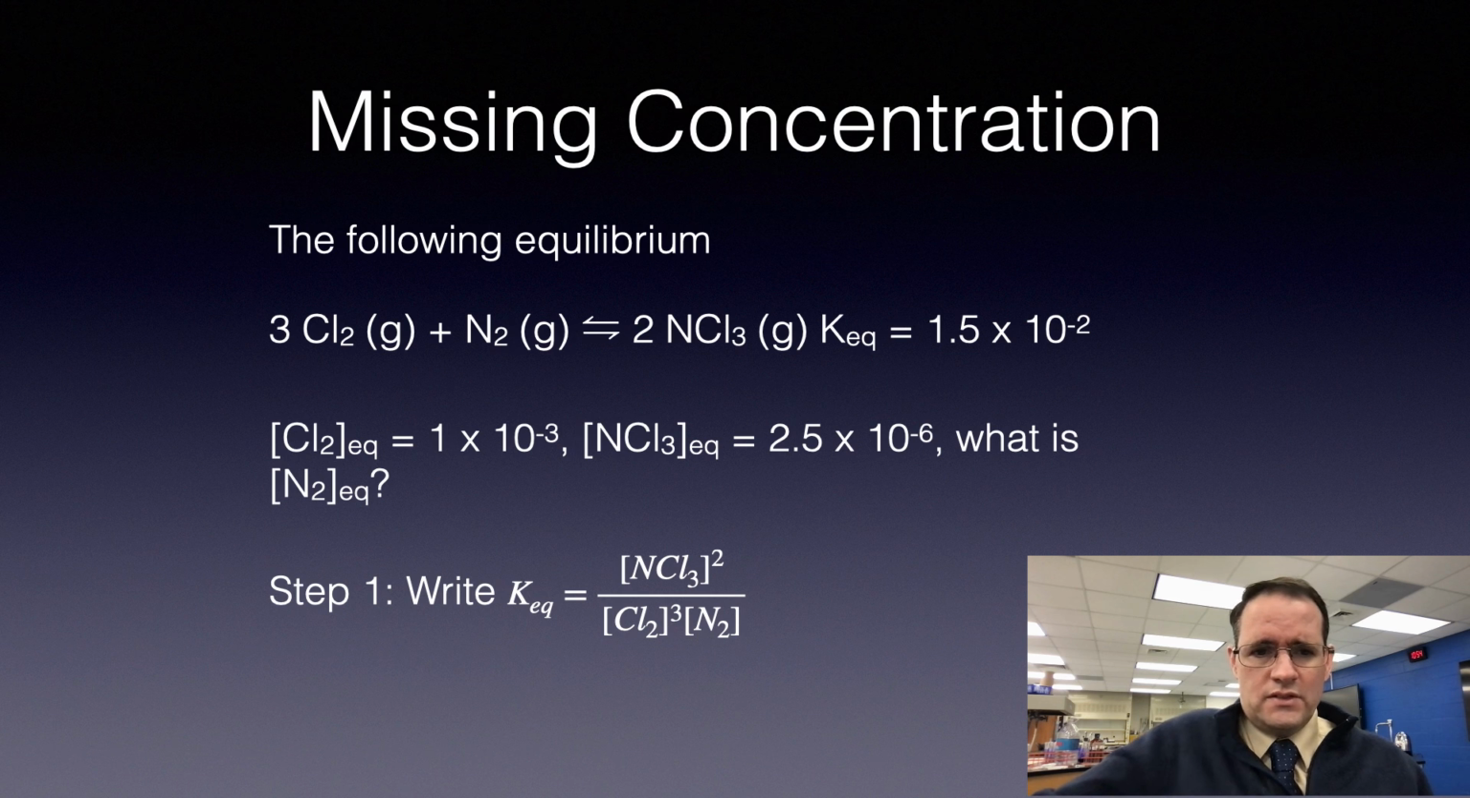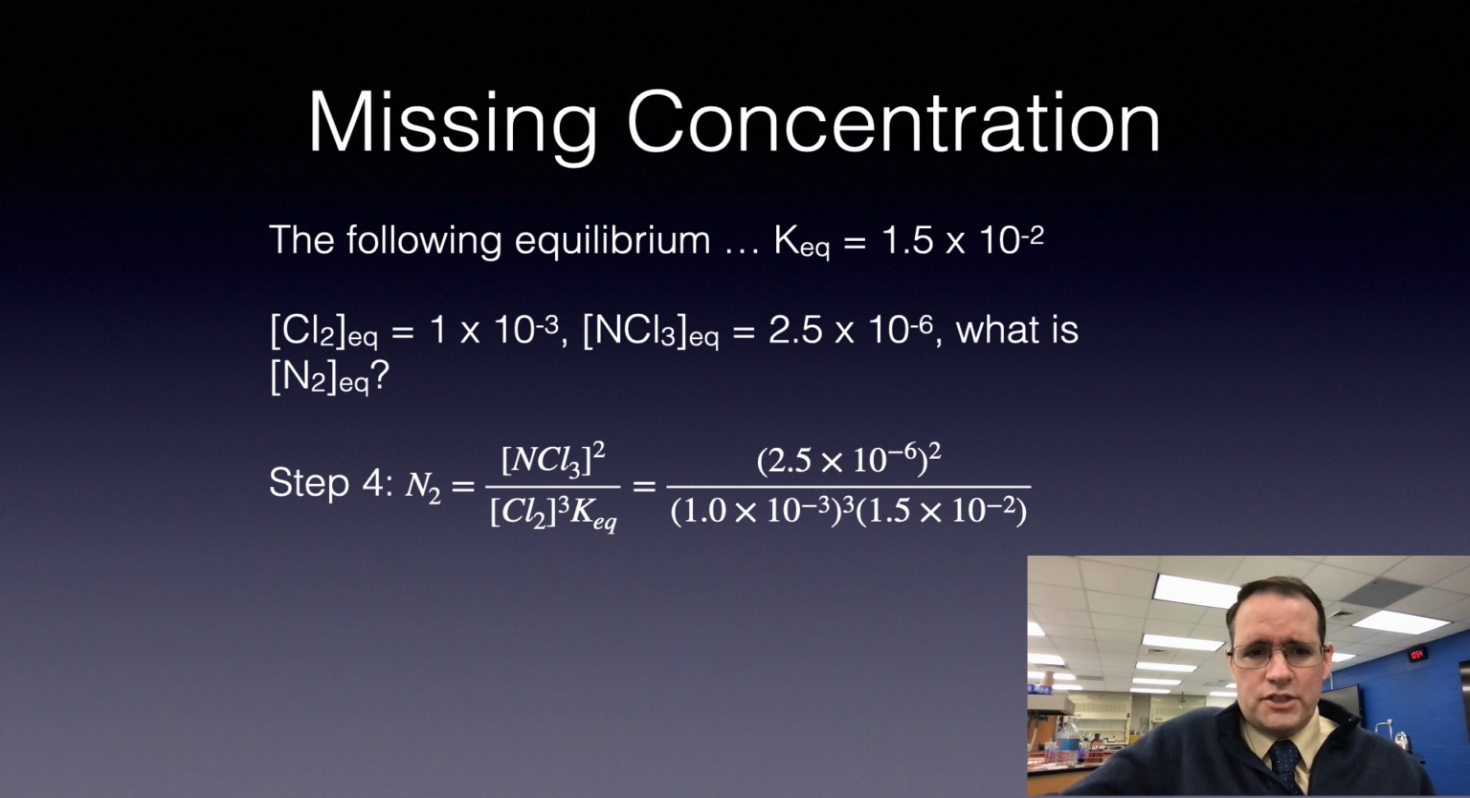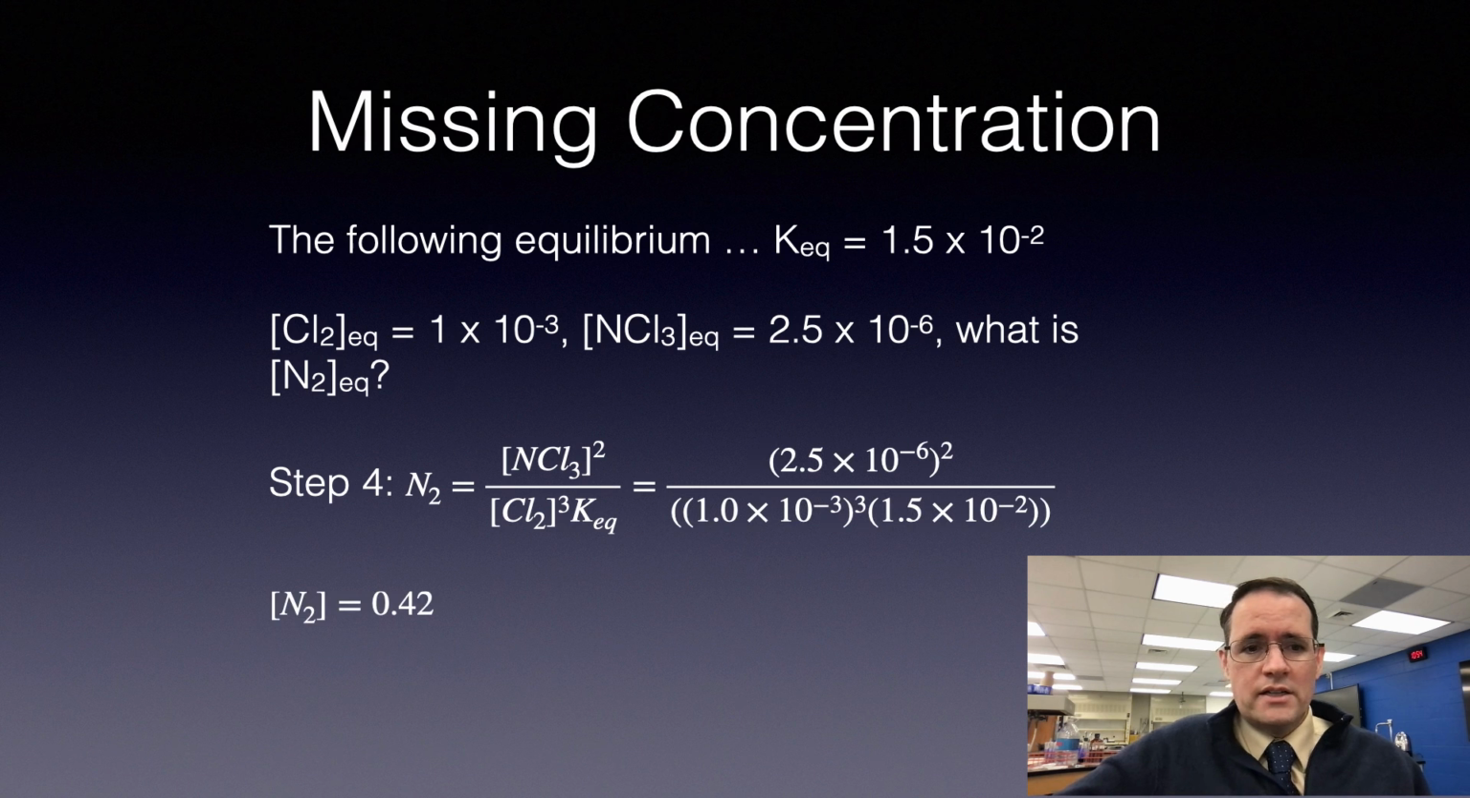So this was the previous expression, so we want to solve for N2, so we can just swap KEQ and N2 in that formula. And then so we have N2 is equal to NCl3 squared over chlorine cubed KEQ. Okay, so then what you want to do is plug and chug, okay? And here I'm correctly using the powers, so 2.5 times 10 to the minus 6 squared, okay? Divided by 1 times 10 to the minus 3 cubed, and we divide by the KEQ. So you want to make sure that you're putting in the right numbers for the right concentrations here, and you're cubing and squaring correctly. When I do this, I get 0.42, okay?